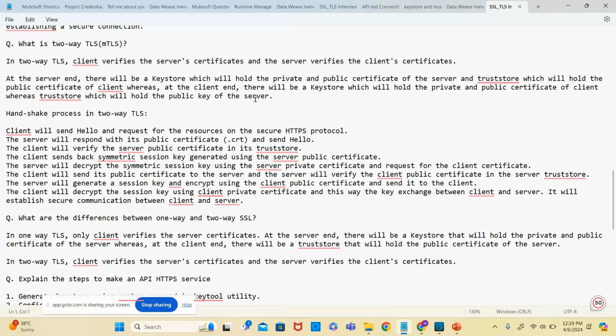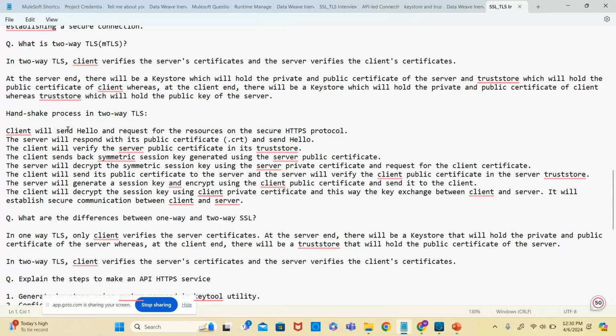In the server keystore, the server private certificate as well as the public certificate will be available. In the truststore of the server, the client's public certificate will be available. I'm telling the same here. On the client side, the keystore is available. The keystore's private certificate and the public certificate of the client will be available. And in the truststore, the server's public certificate will be available in the client's truststore.